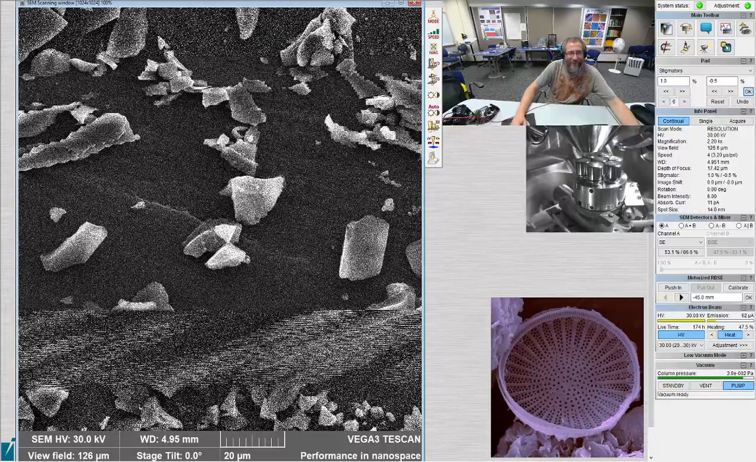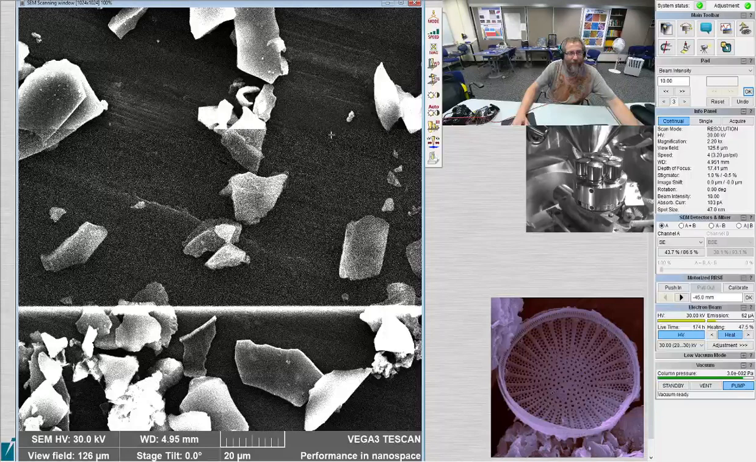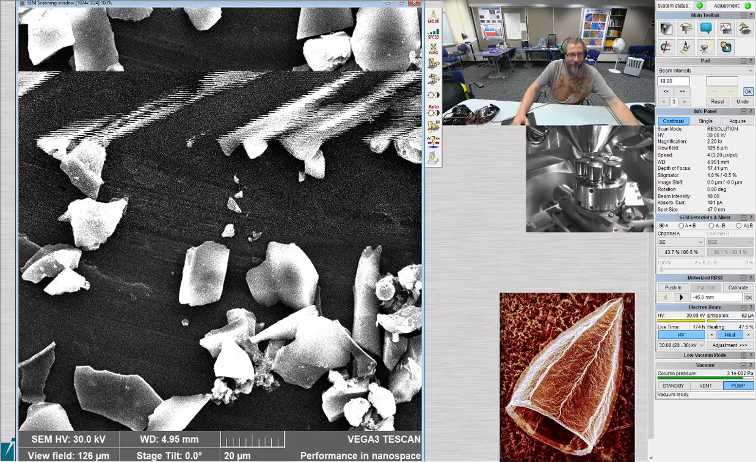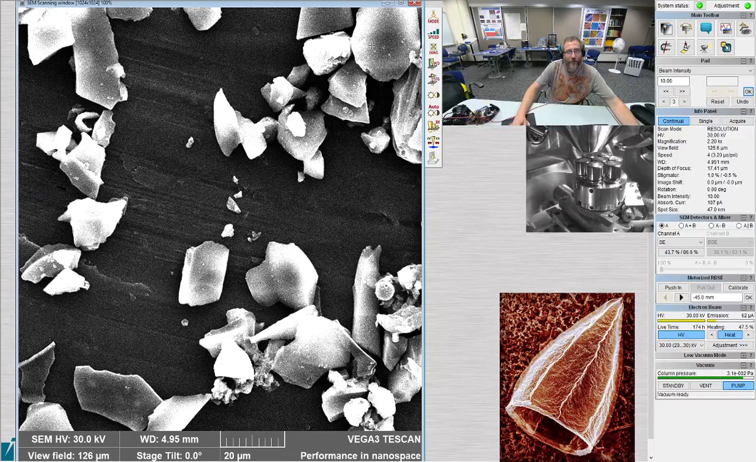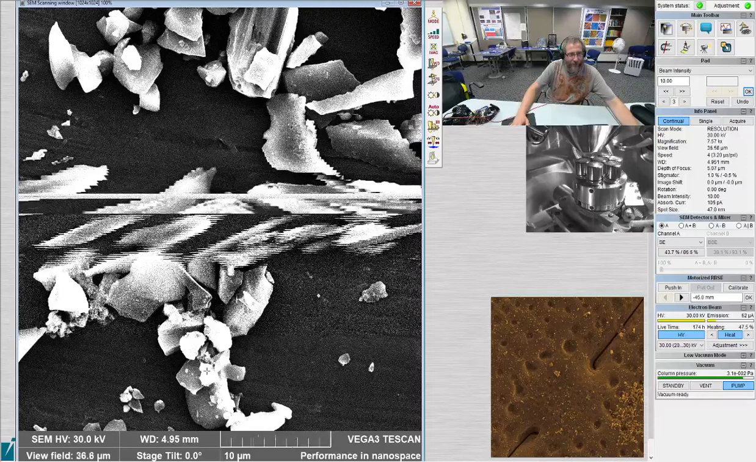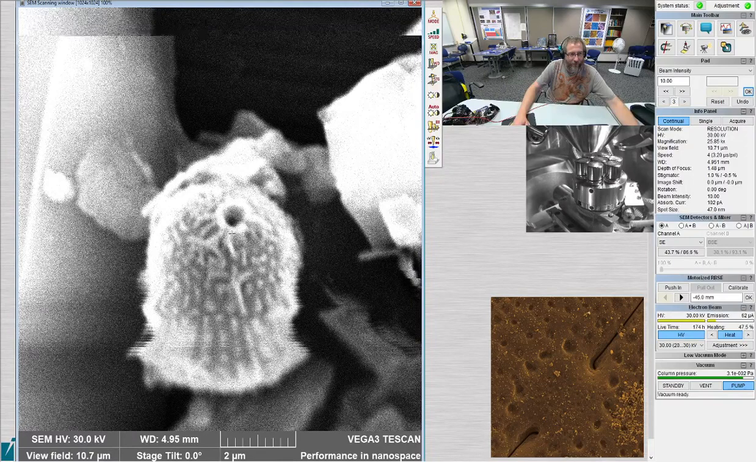Alright, I need to turn my beam intensity back up to 10. And we can start scouting around a bit more. So all the stuff that you're seeing here that doesn't have a distinct geometric shape is ash. And this thing is a chrysophyte stomatocyst right here. It's a really cool looking one, so I'm going to take a picture of it. And unlike all the other ones that we saw, this one actually has its aperture pointed upward at us.